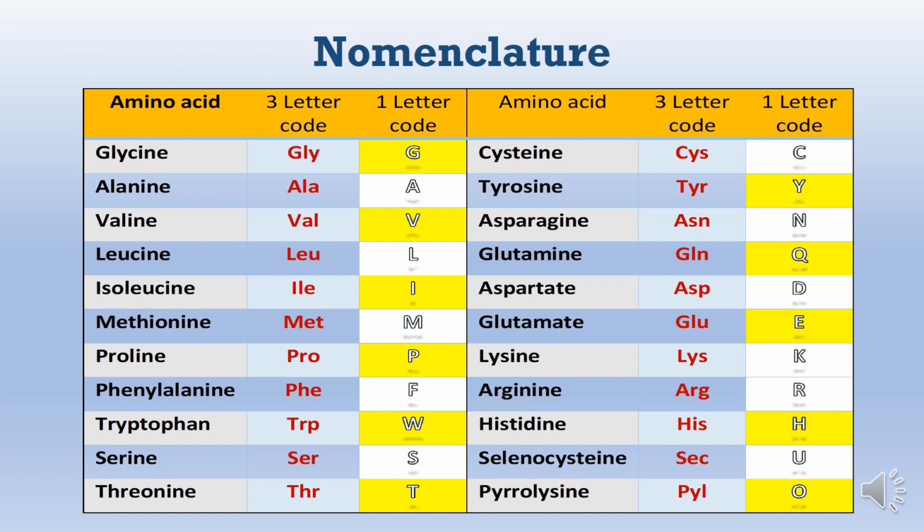Next, to discuss the nomenclature of the amino acids. The 20 common amino acids are often referred to using three-letter abbreviations. The structures, names, and abbreviations for the 20 amino acids are tabulated. Amino acid glycine has the three-letter code GLY, gly, and a single-letter code G.